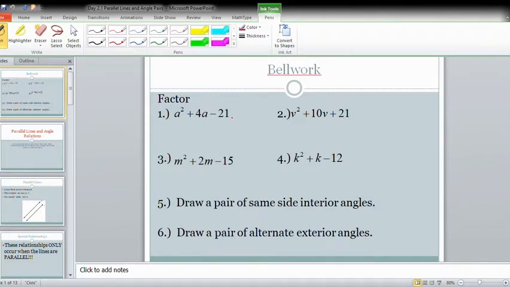So we need something that multiplies to negative 21 and adds to positive 4. So if I look at my factors of negative 21, 7 and 3 come to mind. And then the 4 is going to be positive, which means that the 3 would be negative. So 7 times negative 3 multiplies to negative 21 and adds to 4. So that'll do it. A plus 7 and A minus 3.